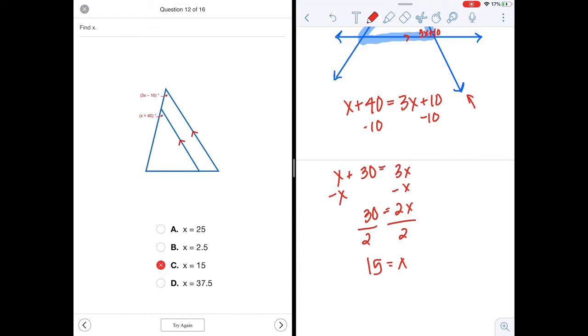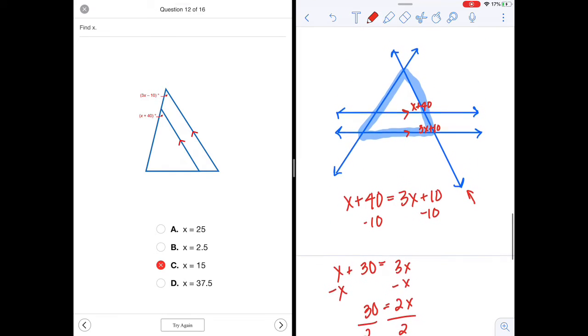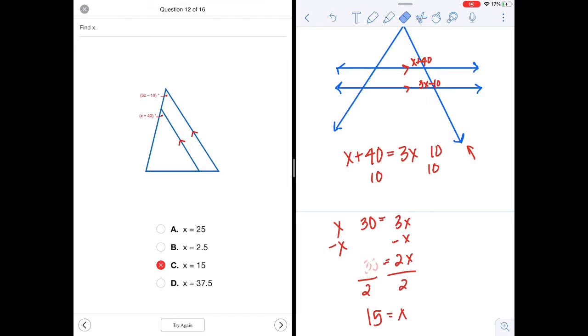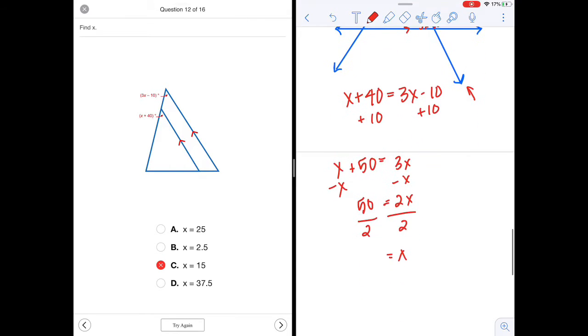Oops, I made a mistake. Let's see, x plus 40 is equal to 3x minus 10, not plus 10. Oh well. Okay, so now if this is minus 10, this will change my answer. I have to add 10 to both sides, and so 40 plus 10 becomes 50. So I have x plus 50 is equal to 3x. Now if I subtract x from both sides, I have 50 is equal to 2x, and then dividing by 2, I should get x is equal to 25.